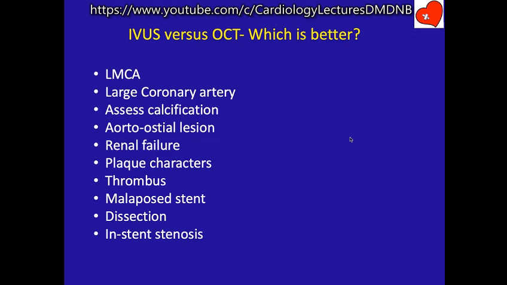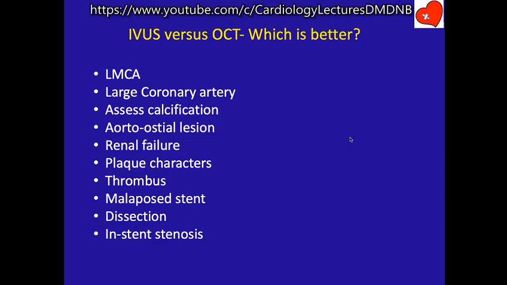Renal failure, what will you use? IVUS, sir. Why? Because in OCT we need to use dye, contrast or saline, both volume load and contrast load. Okay. Plaque characteristics, you want to study? OCT, sir. That's easy. Thrombus in the stent. OCT. Yes. Malapposed stent.